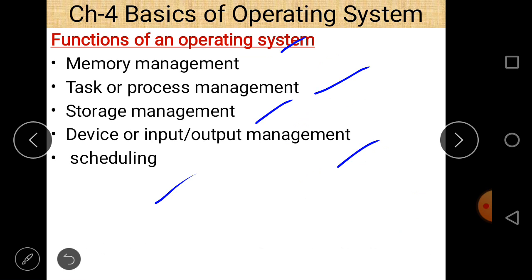And last is scheduling. Scheduling means if there is more than one process executed in a computer system, then the operating system decides which process is to be executed first and which process is going to be executed later on in the computer system. That is also called scheduling. So the order of execution of different processes is also decided by an operating system. These are the different tasks, the different functions of an operating system.